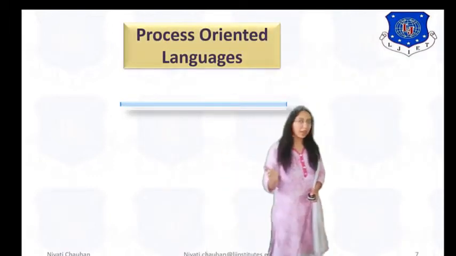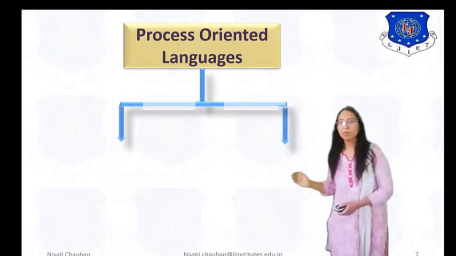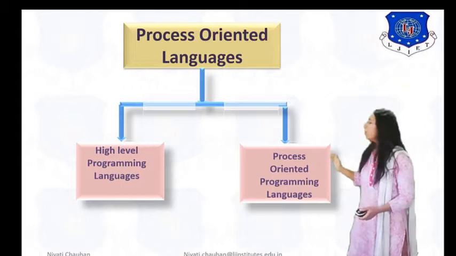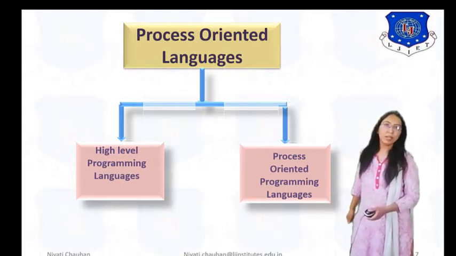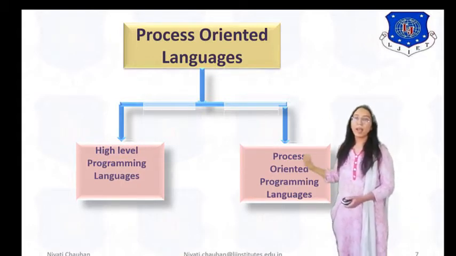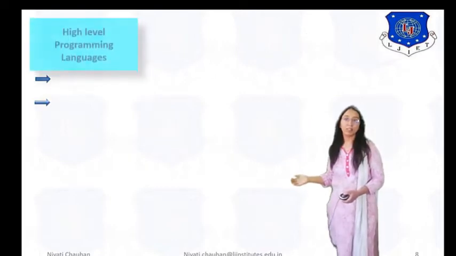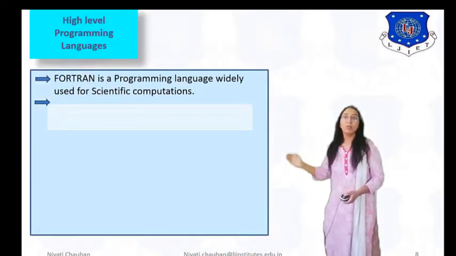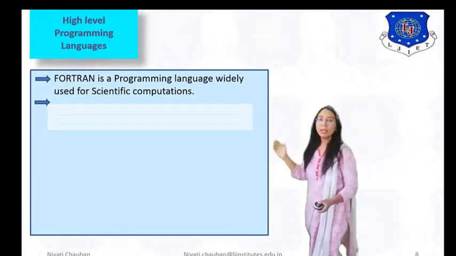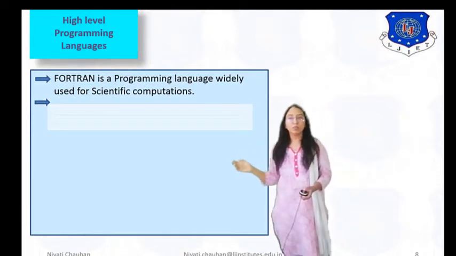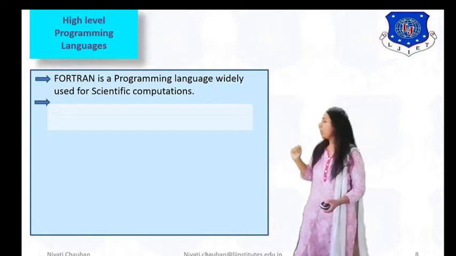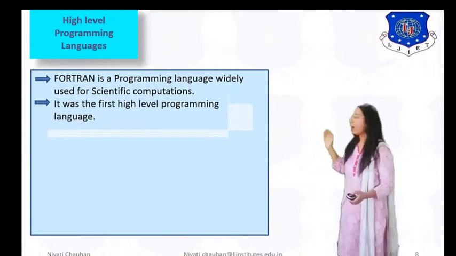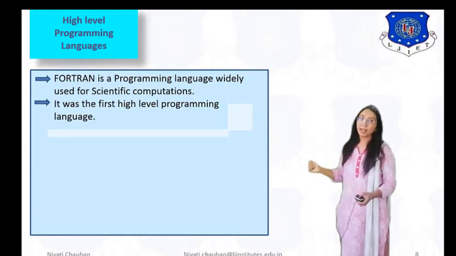Process-oriented languages are divided into two parts: first, high-level programming languages, and second, process-oriented programming languages. In high-level programming languages, we are considering Fortran. Fortran is a programming language widely used for scientific computations. It was the first high-level programming language.